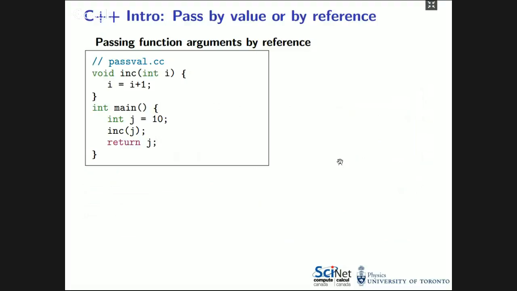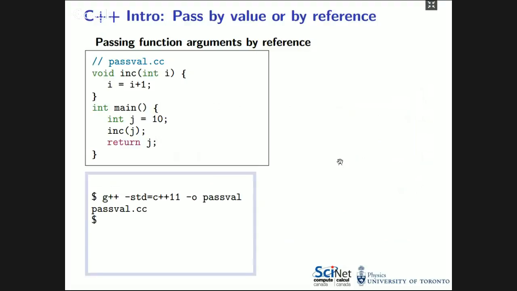And then that function gets called in main. So I define another variable called j. I set it to 10. I call the function inc(j), and then I return j. Remember, in main, we can return a value, and it becomes the exit code. This is just a fancy way of me not having to write anything to screen.